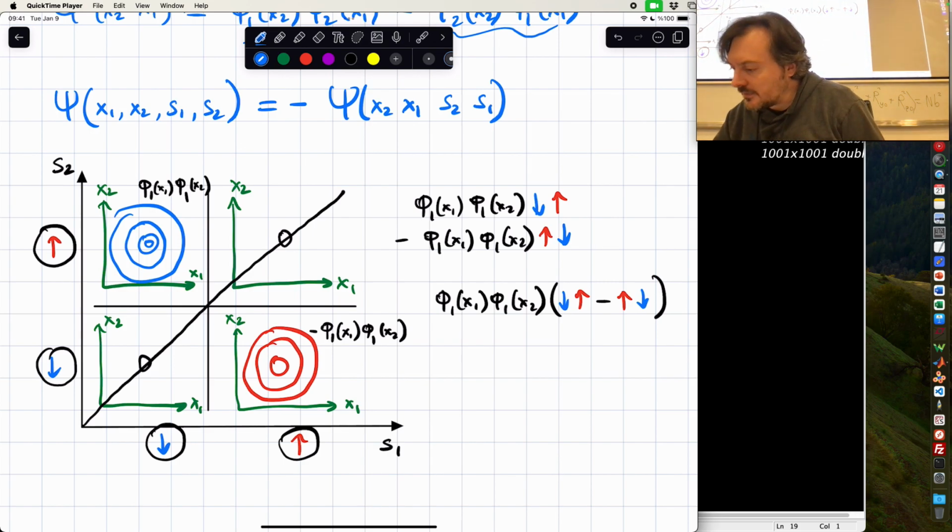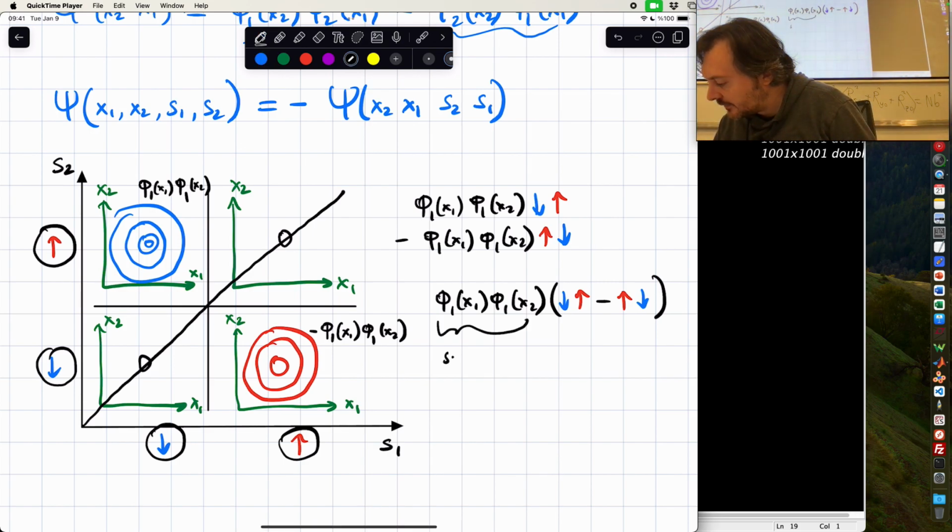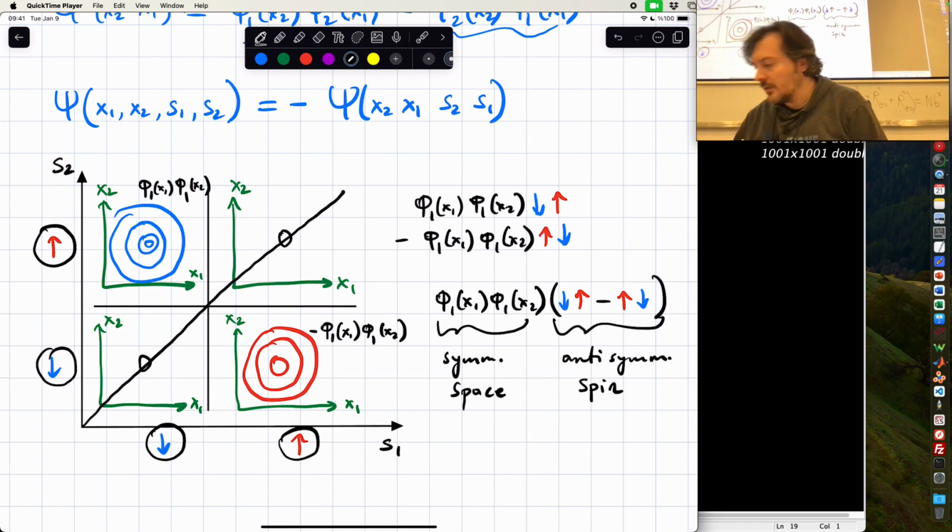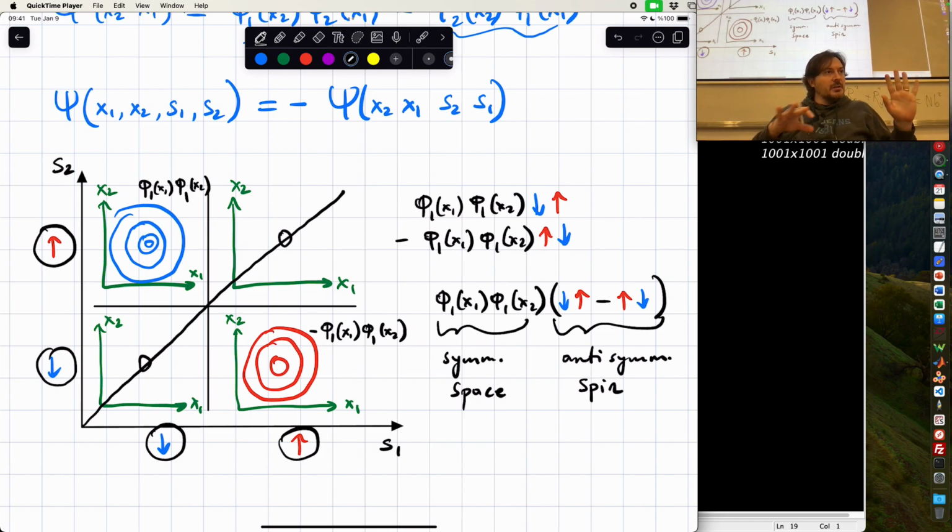It has a symmetric space part and an antisymmetric spin part. If you have symmetric multiplied by symmetric, you get symmetric. Symmetric multiplied by antisymmetric gives antisymmetric. How about antisymmetric times antisymmetric? Symmetric. Okay. Good. Do you still have a question on this part?